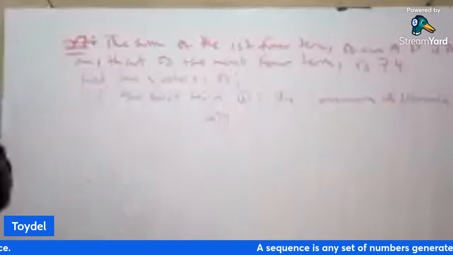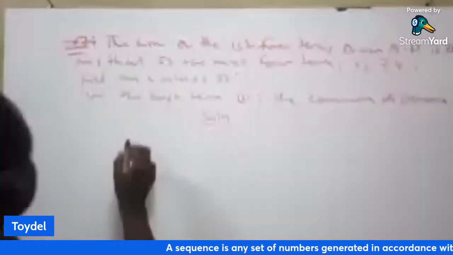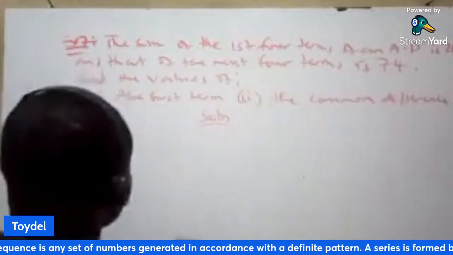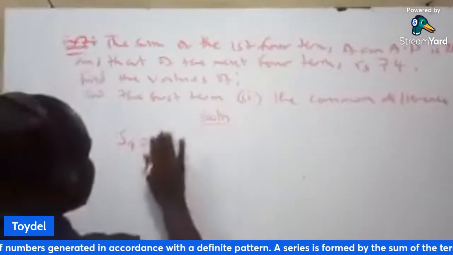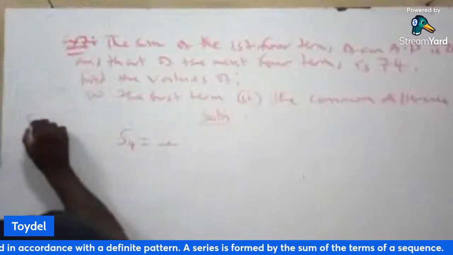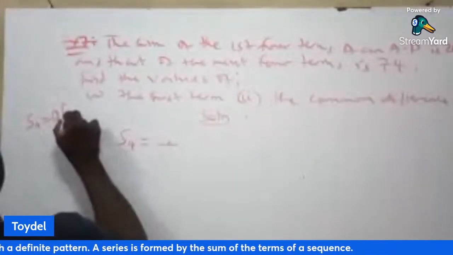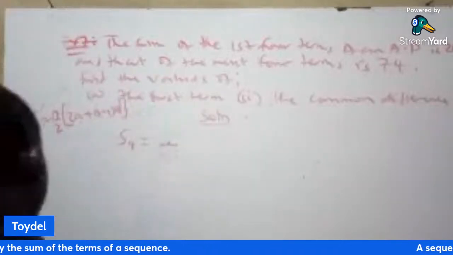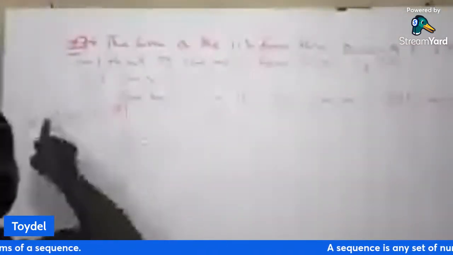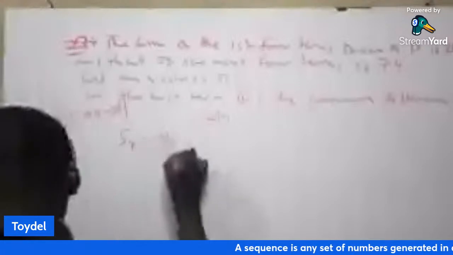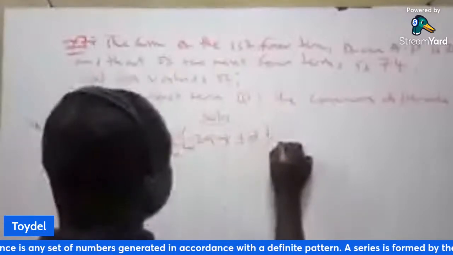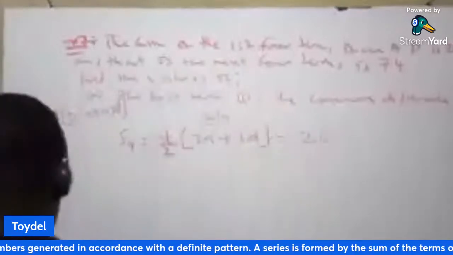So the question says that the sum of the first four, S4, will be equal to 26. Of course, we know that the sum by formula is Sn is equal to n all over 2 into bracket 2a plus (n minus 1) d. That is the formula. So in this case now, when n equals 4, the sum of the first 4 will be 4 all over 2 into bracket 2a plus 3d is equal to 26. That is what we are given.